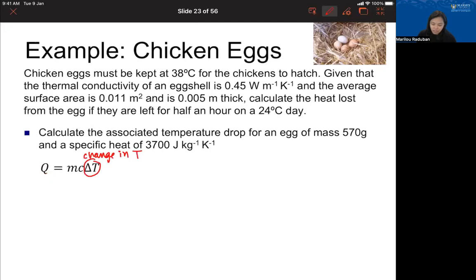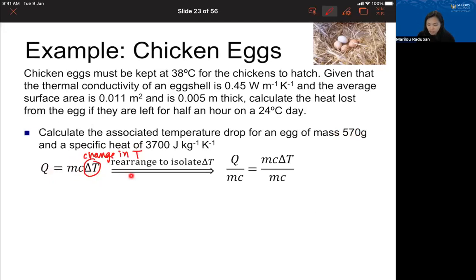That's why the mass is given, because M is the mass, and the specific heat of the egg is also given, because C in this equation is specific heat. We want to find delta T, the change in temperature, which means we need to rearrange Q equals MC delta T to isolate delta T. We divide both sides by M times C. That cancels MC on the right-hand side, giving us the equation for the change in temperature as Q divided by MC.